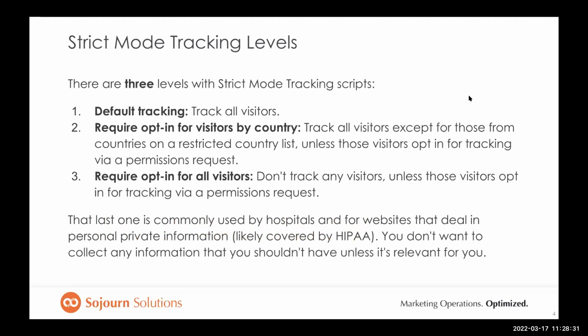So there's three levels with strict mode tracking. You can do default, which tracks all visitors. Number two would be require opt-in for visitors by country. So you can create a restricted country list, and unless those visitors opt in for tracking with a permissions request, they wouldn't be included. Or require opt-in for all visitors, so you don't track anyone unless they've opted in.